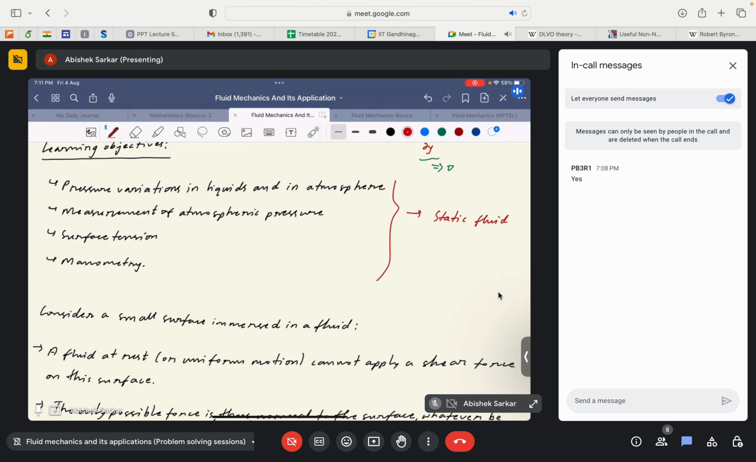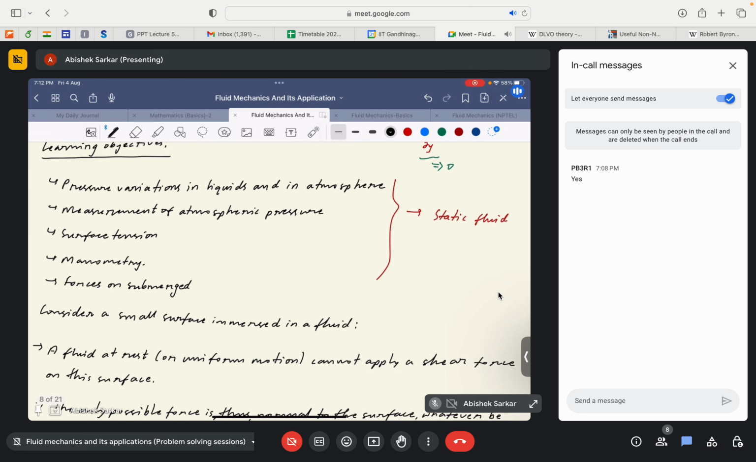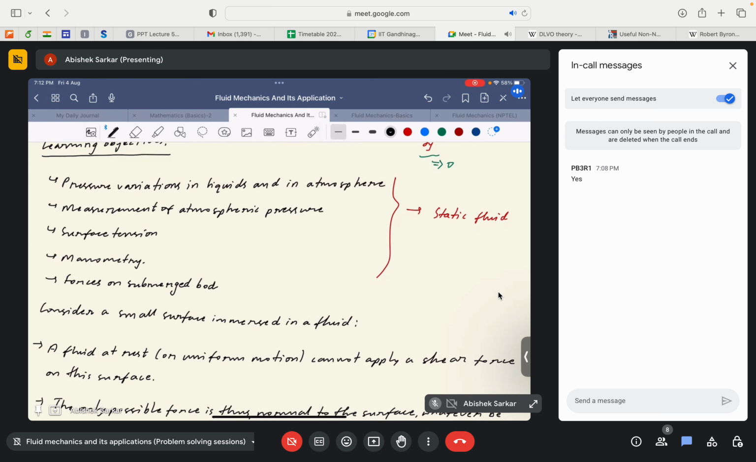We look into surface tension and its implications, and then we'll also look into manometry. I forgot to add, for today's session we'll also look into forces on submerged bodies. And by forces I mainly mean the pressure forces that act on submerged bodies in a static fluid. Okay, so this will be the agenda for today's session.